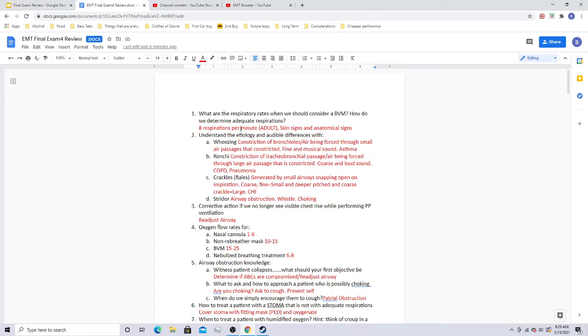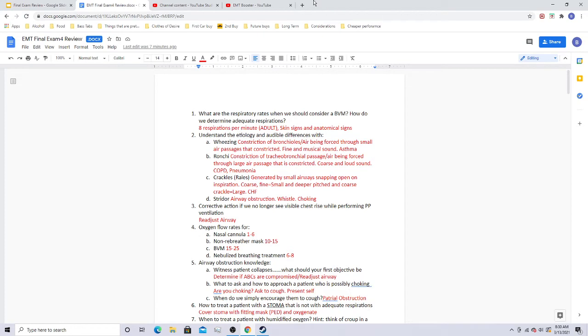Corrective action if we no longer see visible chest rise while performing positive pressure ventilations: readjust the airway. If you are not seeing someone's chest rise and fall, or seeing tidal volume, it is pretty easy to assume that there's a compromise in the AB portion of your ABCs. Especially if you're not seeing distension from the stomach. But yeah.